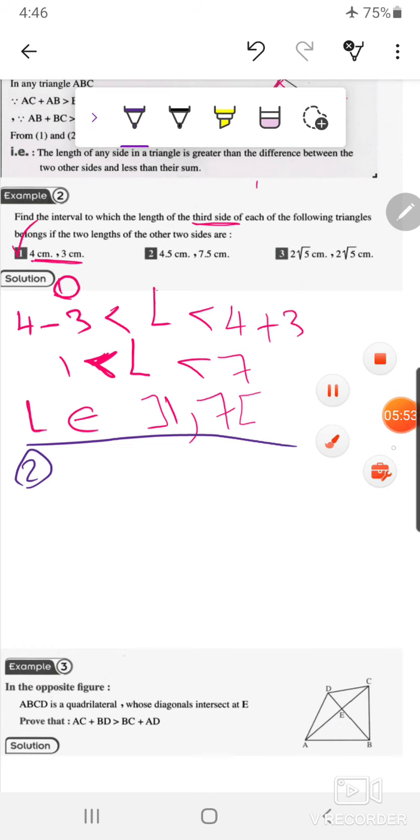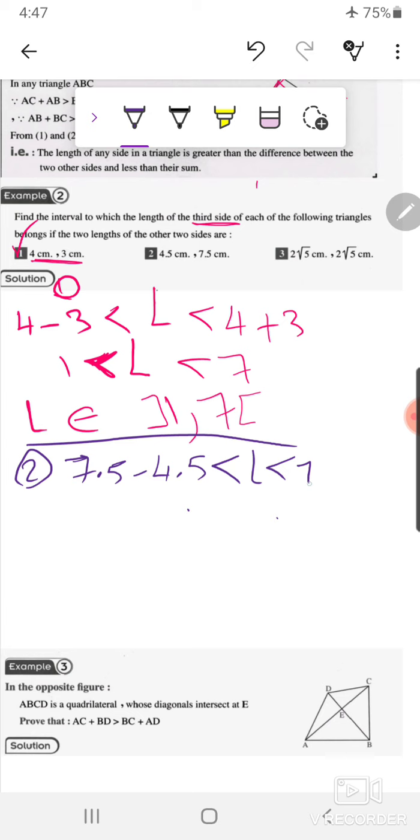Here you have 4.5 and 7.5. So for the side, I make the difference and the sum. Difference, which is minus; sum, which is plus. So 7.5 minus 4.5. And here is the length, and I make the sum also: 7.5 plus 4.5.